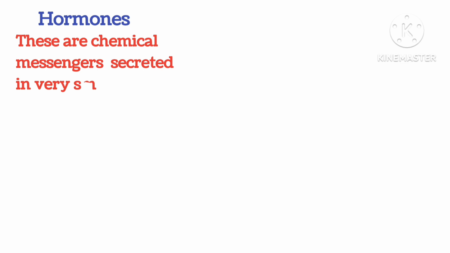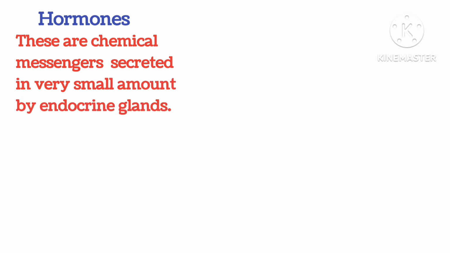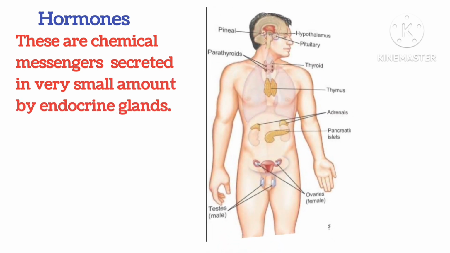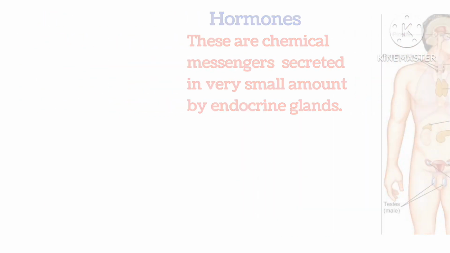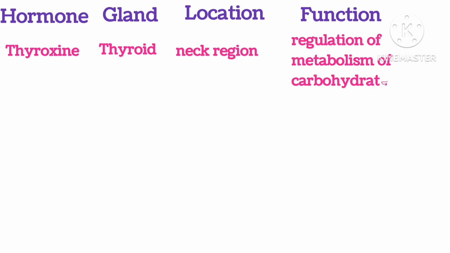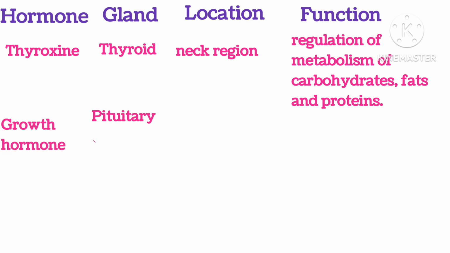Hormones. These are chemical messengers secreted in very small amount by the endocrine glands, which are located in the body, as you can see in this diagram. Now you can have the full chart of all the glands and the hormones secreted by the body. First is thyroxine, which is secreted by thyroid gland, which is located in the neck region. Function is regulation of metabolism of carbohydrate, fats and protein.